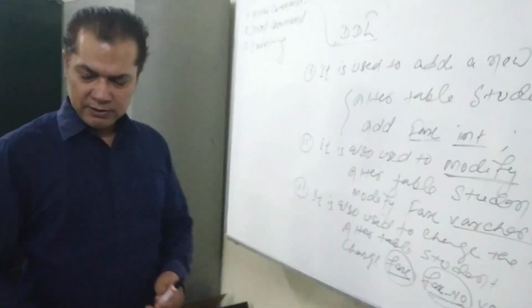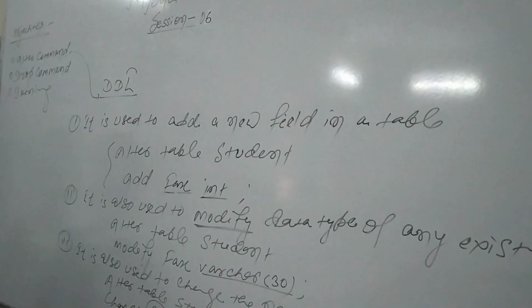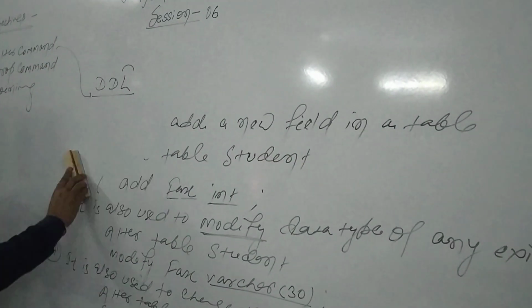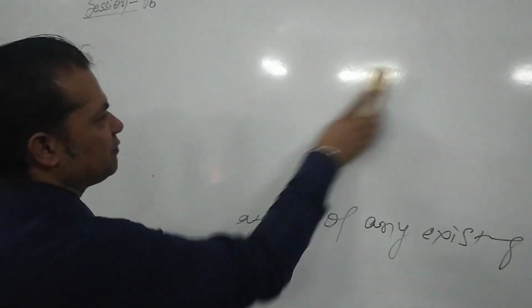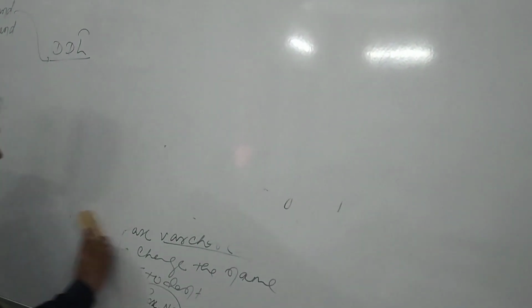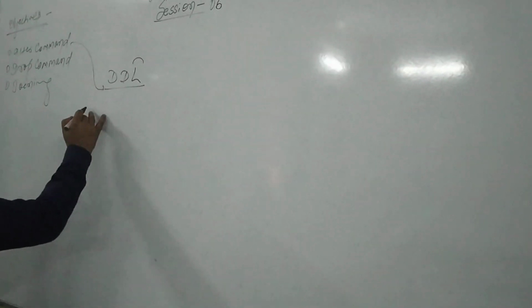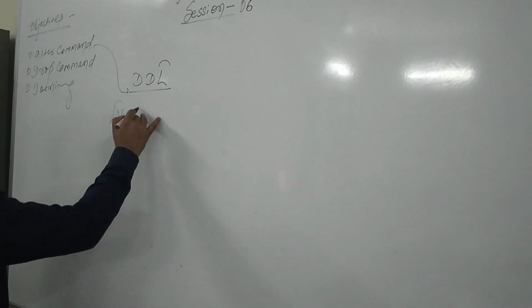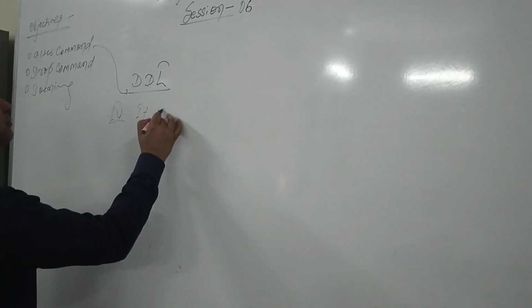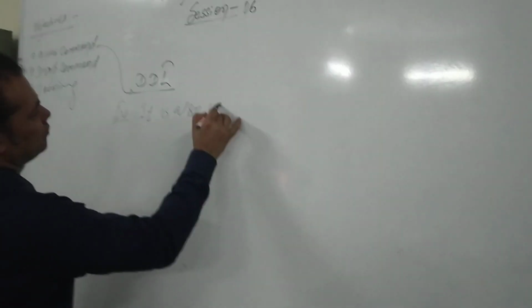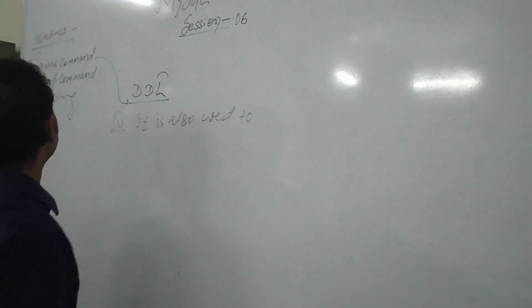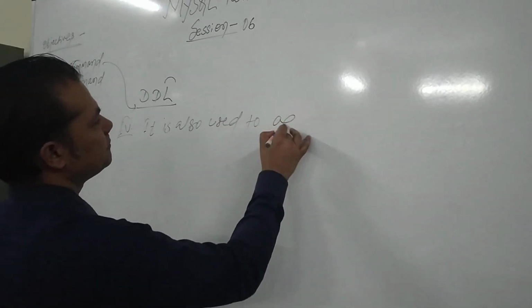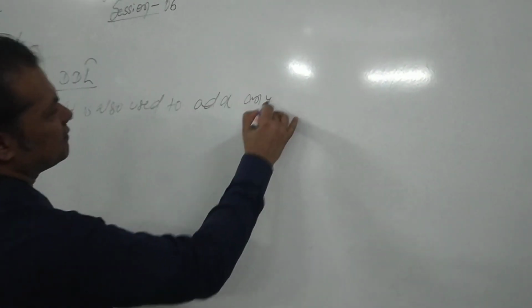Now the fourth purpose or flavor of the alter command, I am rubbing this out, and I'll write here the fourth and fifth purpose of the alter command. Now the fourth purpose or fourth flavor of alter is it is also used to add any constraint in a table.